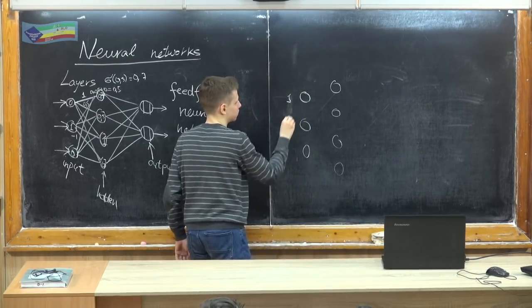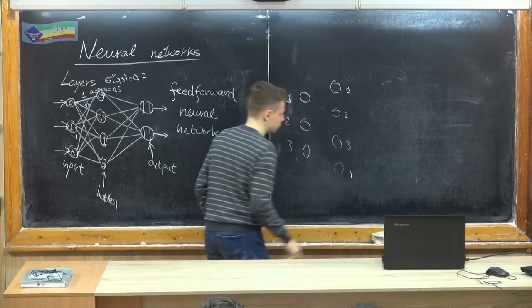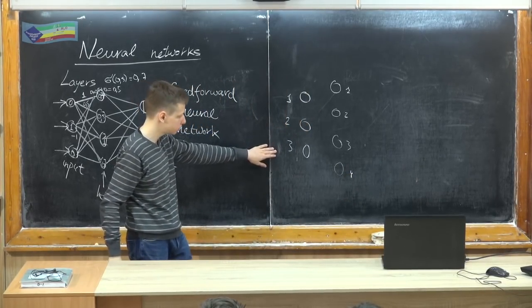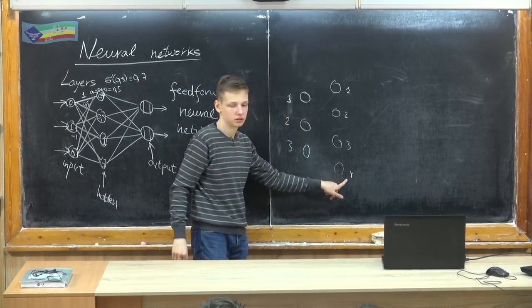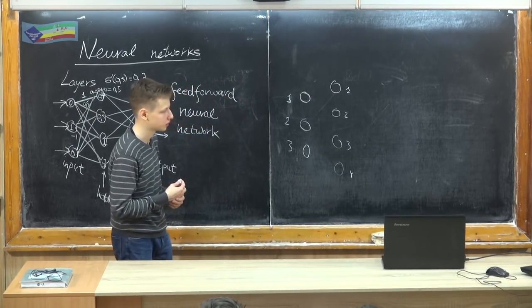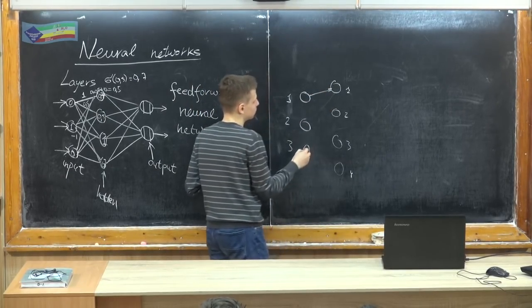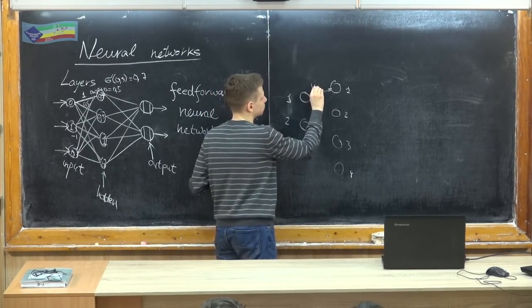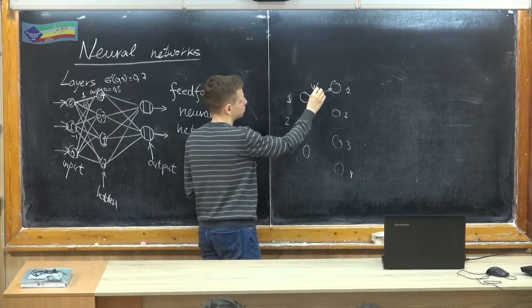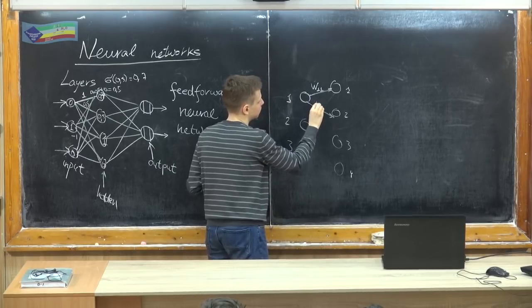We have 1, 2, 3, and 1, 2, 3, 4. We have 3 input neurons and 4 hidden neurons, and we want to somehow store weights. We can do this like following. We can assign an index to each weight, and it will be done like that.